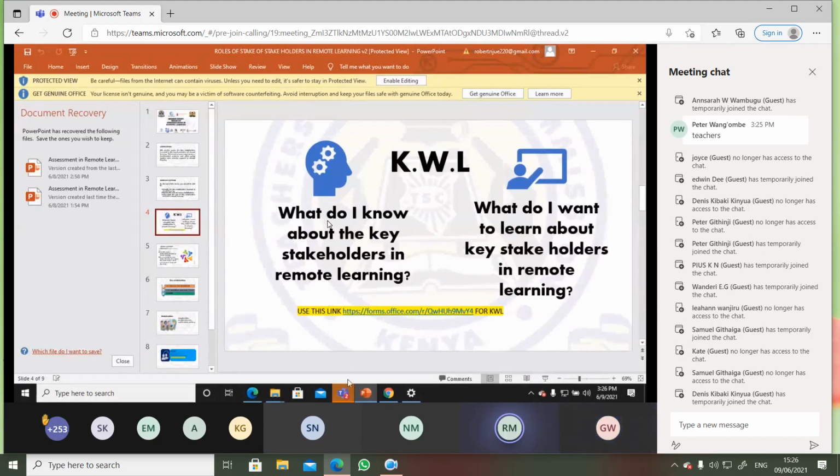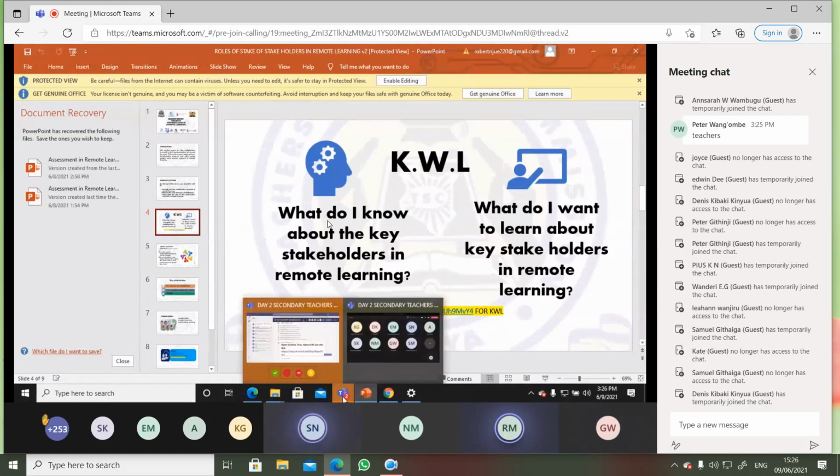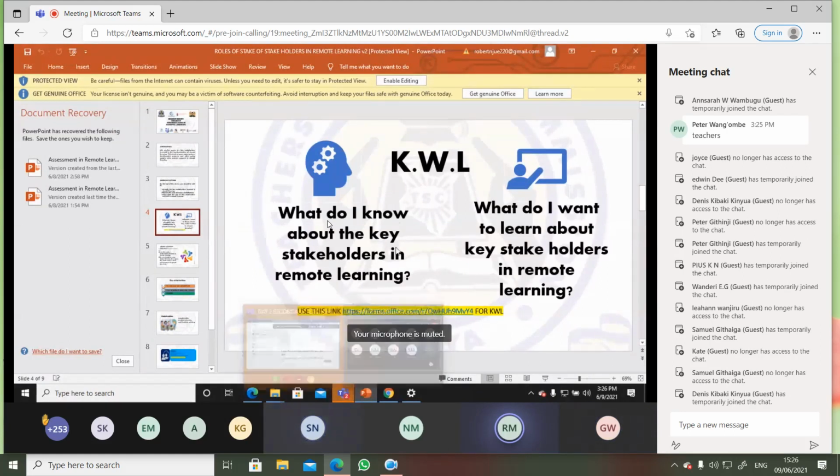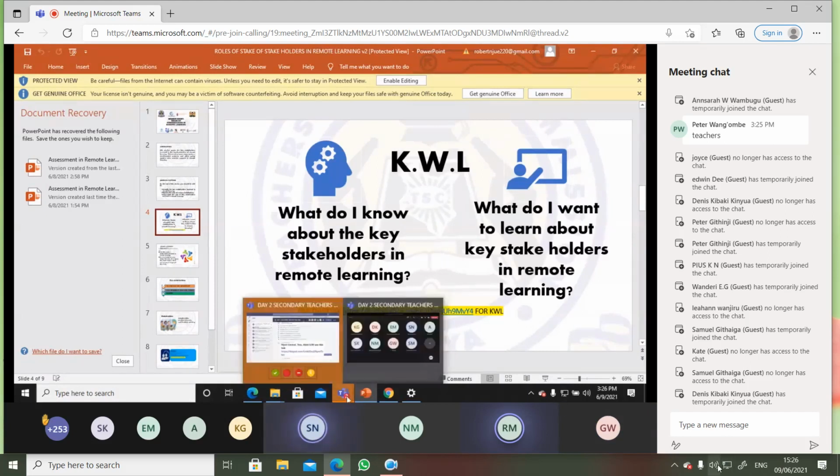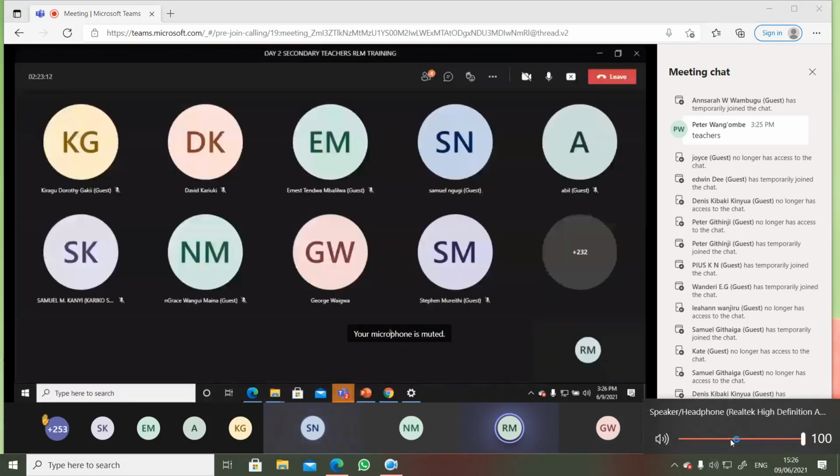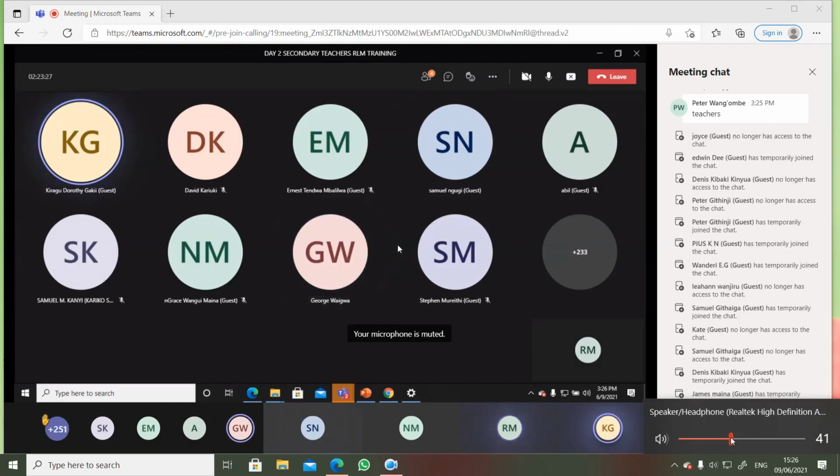So in this case, the beneficiary when it comes to remote learning is the students, the learners. Then what about the implementers? The teacher, the Ministry of Education, parents, ICT champions, and the head of the institution.